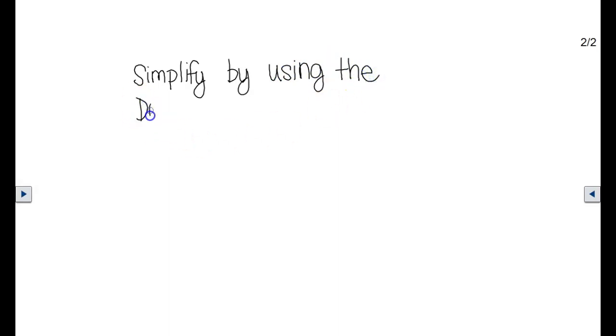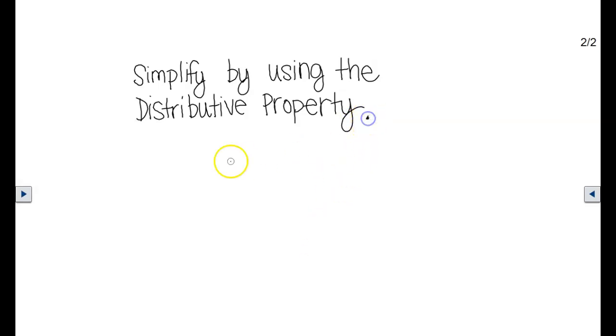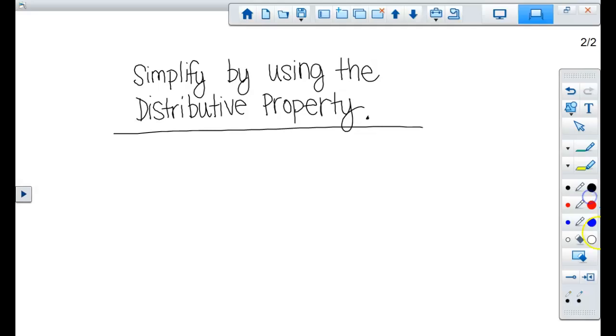So again today we are going to simplify by using the distributive property. And like I said, now we're going to do this with negative numbers. So I want you to listen carefully, watch the signs. You definitely will want to use a calculator for these to make sure you don't mess up any of these signs. All right, so here we go.